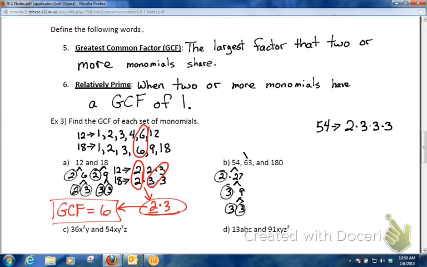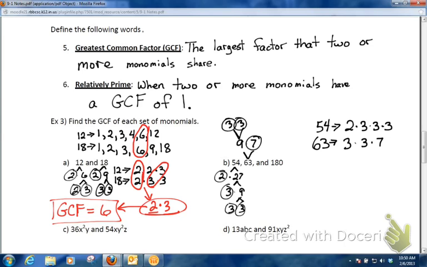I'm going to do 63. I'm going to do my factor tree up in this case. 63 is 9 times 7. 7's prime. 9 then is 3 times 3. So for 63, I have 3 times 3 times 7.